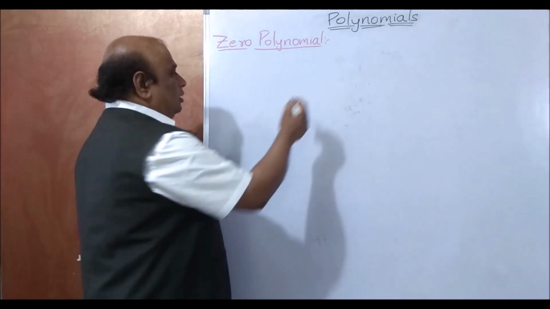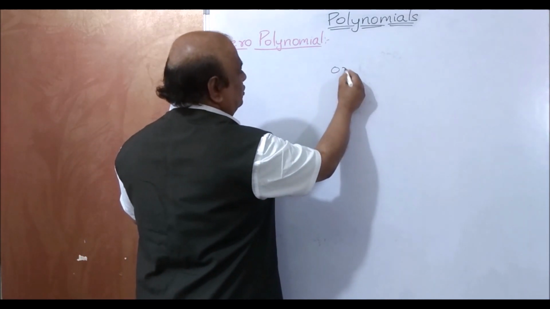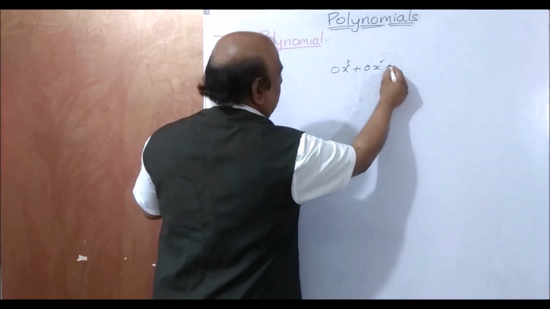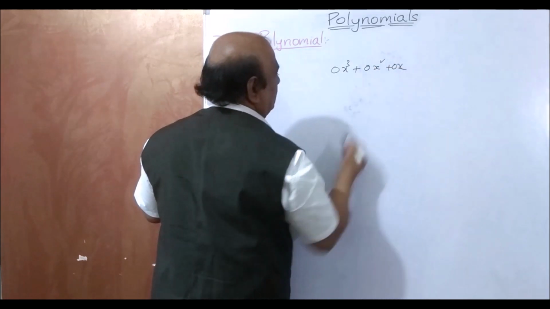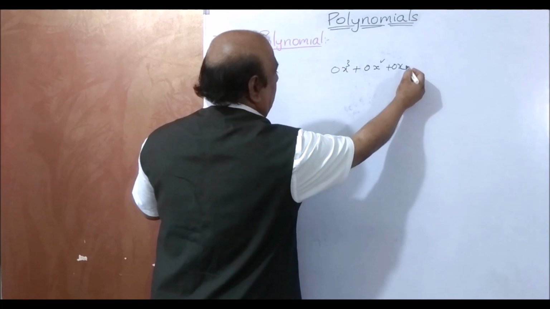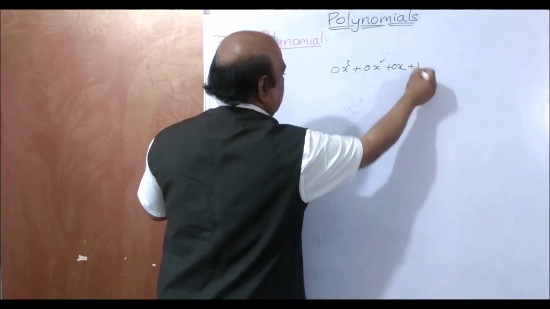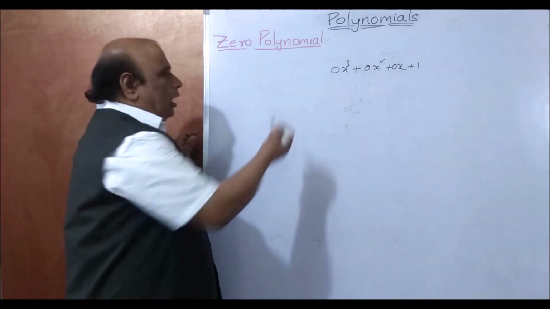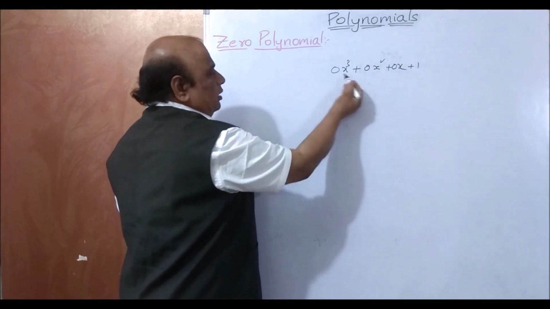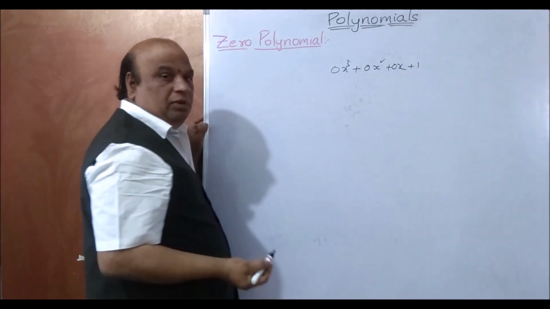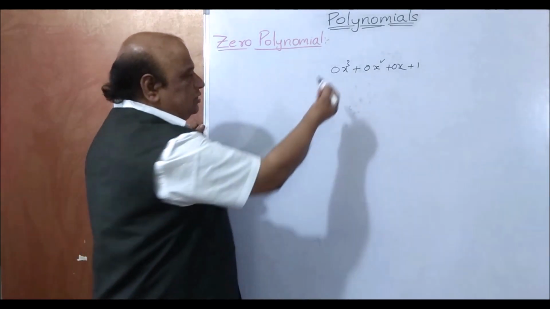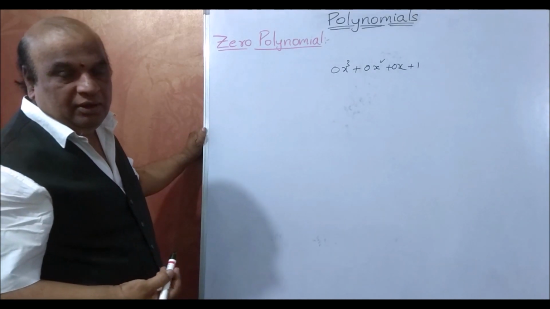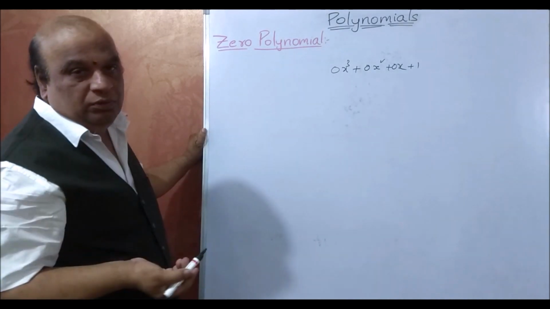Suppose here 0x cube, 0x square, 0x, plus a constant 1 or anything. All coefficients of the variables are 0. So this is called a zero polynomial. All coefficients are 0.